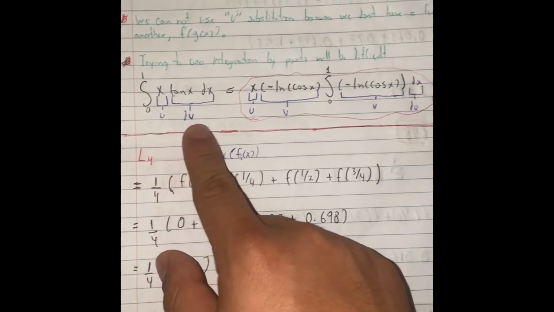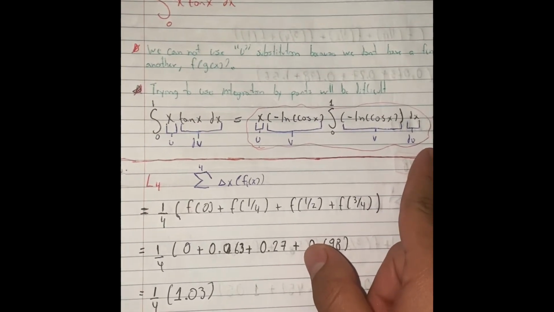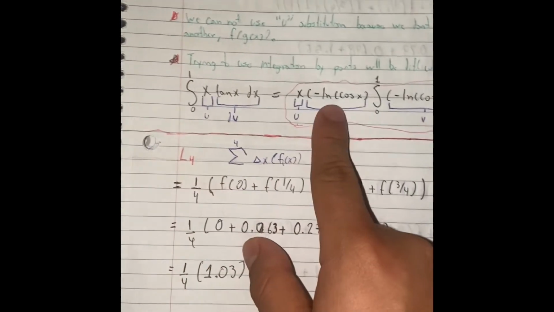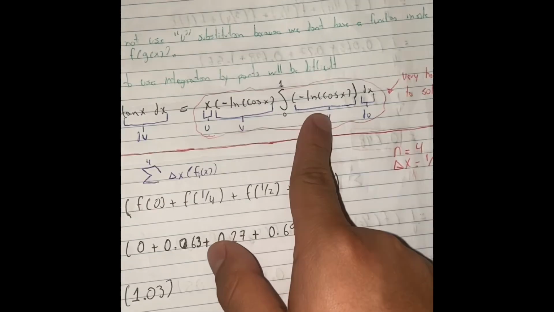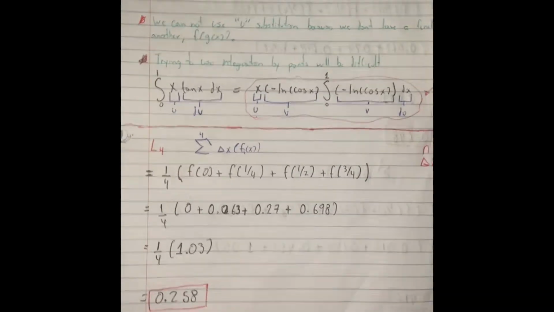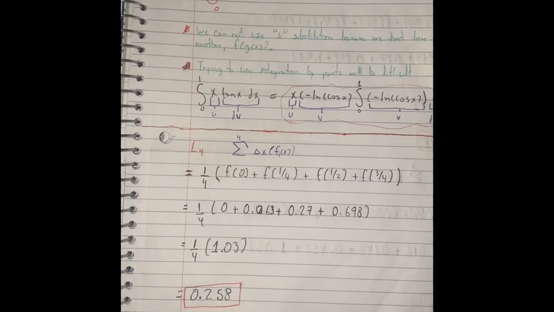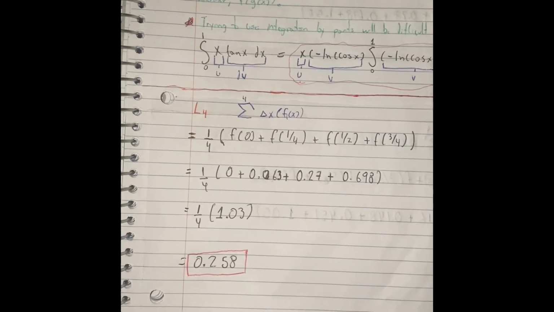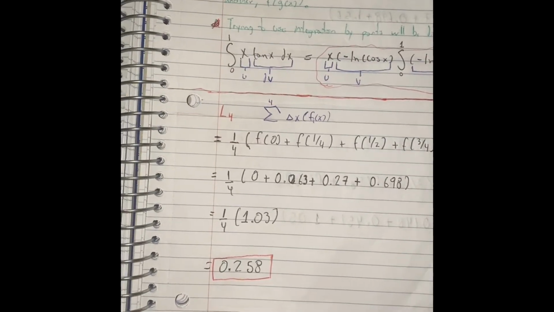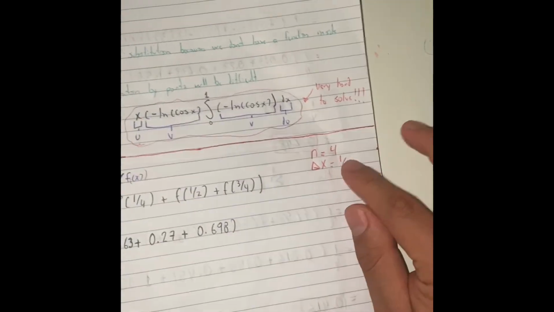So here I tried to use integration by parts, and as you can see, our v value is not easy to integrate. So what we need to do is Riemann sums. First I started doing the left Riemann sum, where they're asking us to use 4 rectangles, which means our delta x is going to be 1/4.